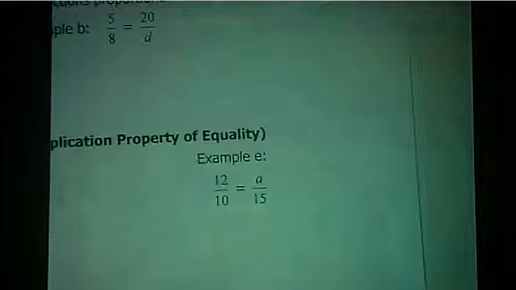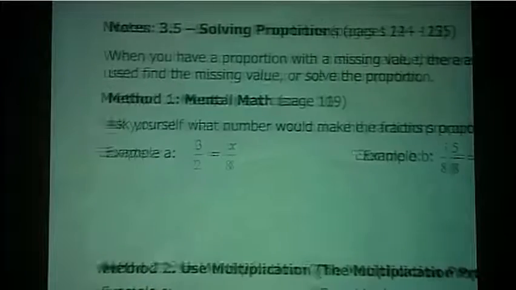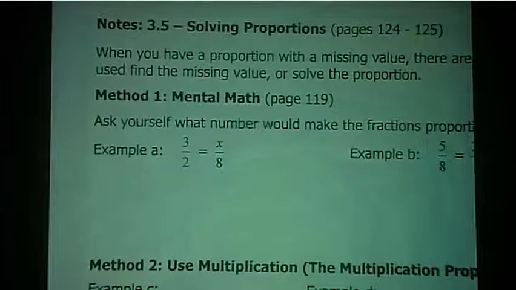This is where you're going to actually be figuring out what that x is. So this is our 3.5. If you're using your book, you'll flip to page 124.